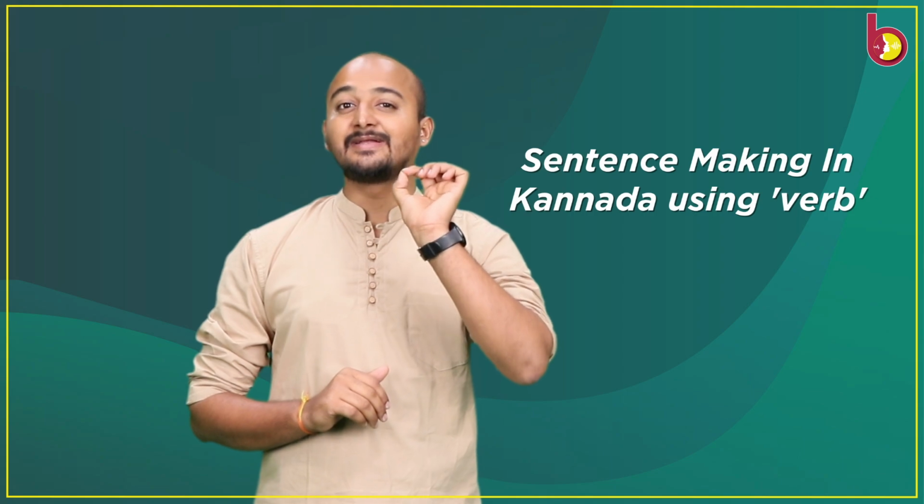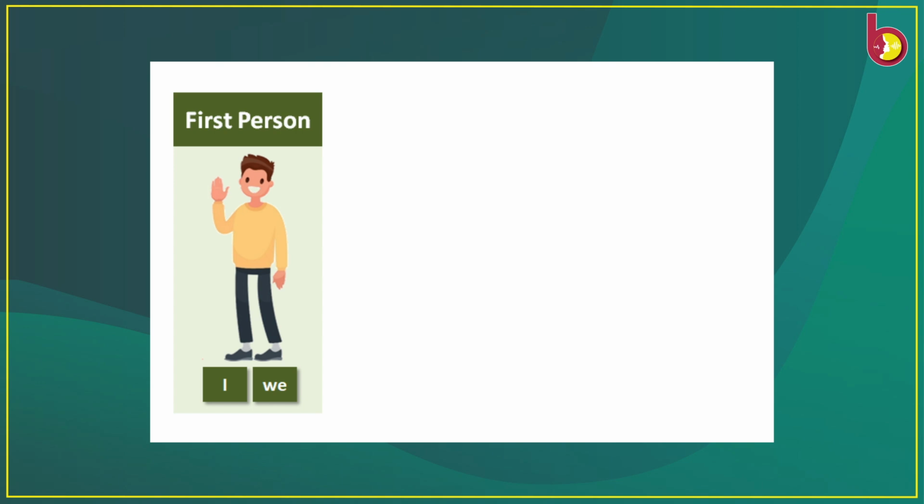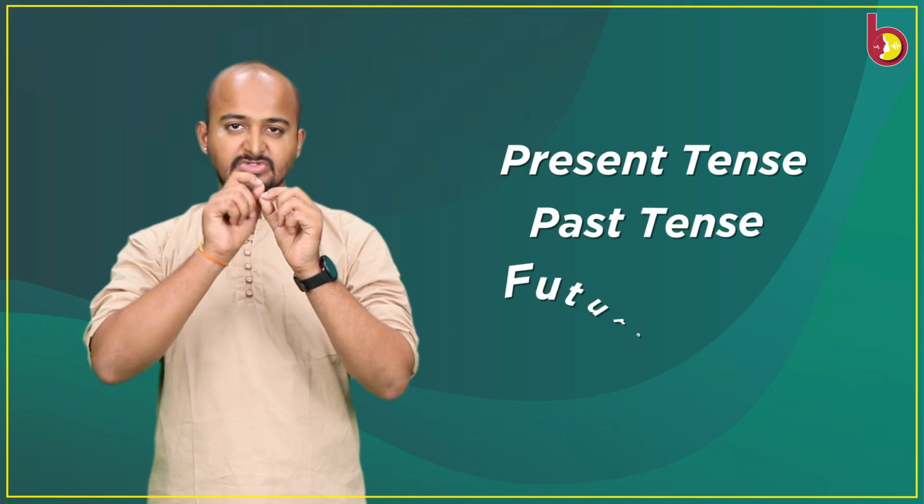In this session, you are going to learn how to make simple sentences in Kannada using verbs. Now, we are going to talk about first person, second person, and third person. First person means I, second person means you, third person means they or he. While making sentences, we will use present, past and future tenses.